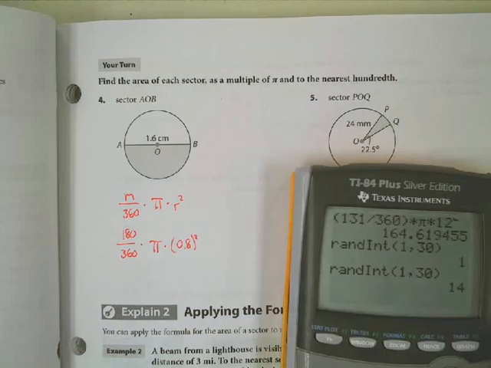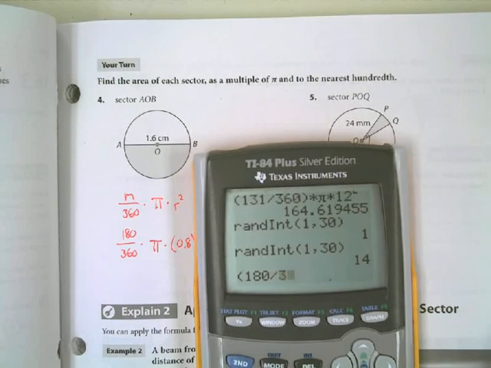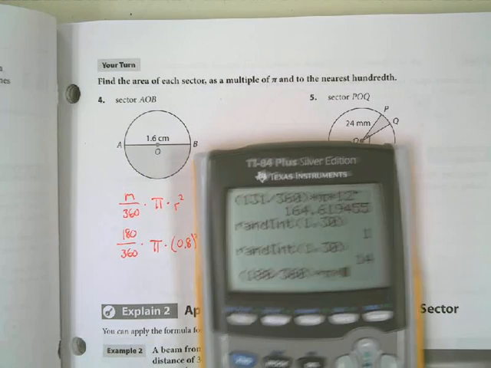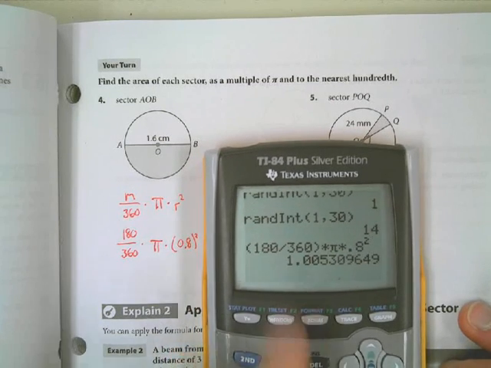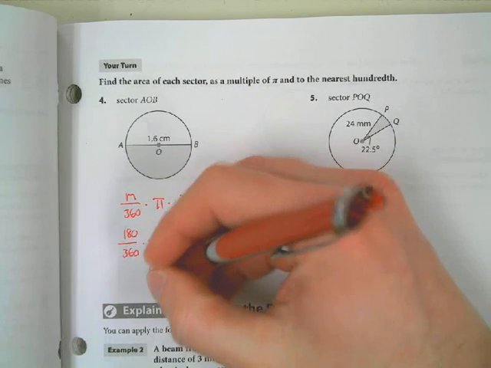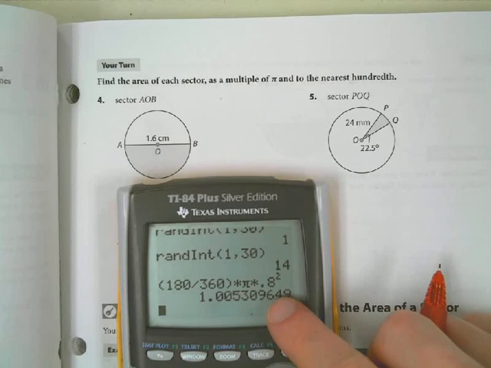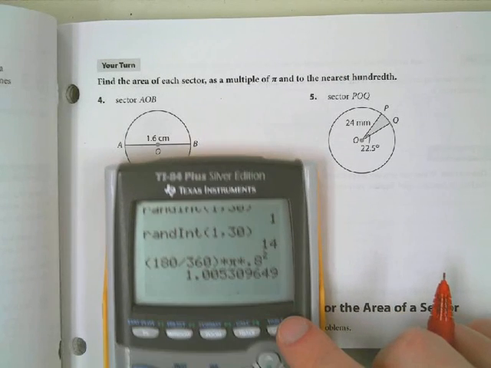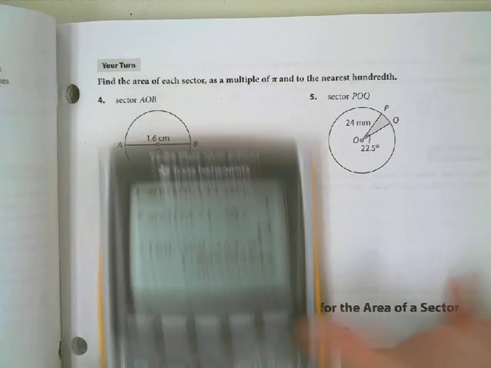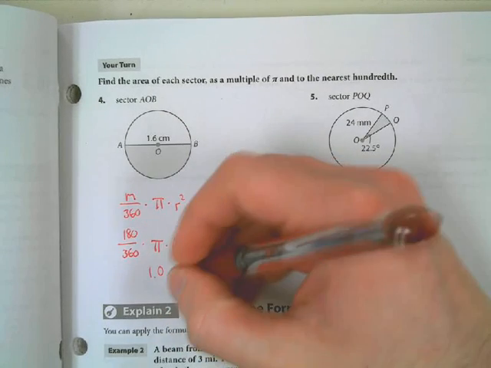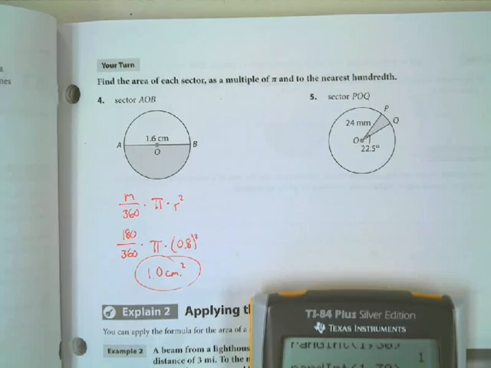So 180 divided by 360 times pi times 0.8 squared is about, wow, I'm just going to go ahead and say that's 1. Okay, 1.0, so I'll just say it's 1. I've got 100. Did you put a decimal with your 0.8? Yeah. You did? All right, so I would recheck what you typed in, because I typed it in correctly. It should just be 1. So we'll say about 1.0 centimeters squared is our answer there. Now I got 10. Okay, I'll come take a look at what you're typing in.